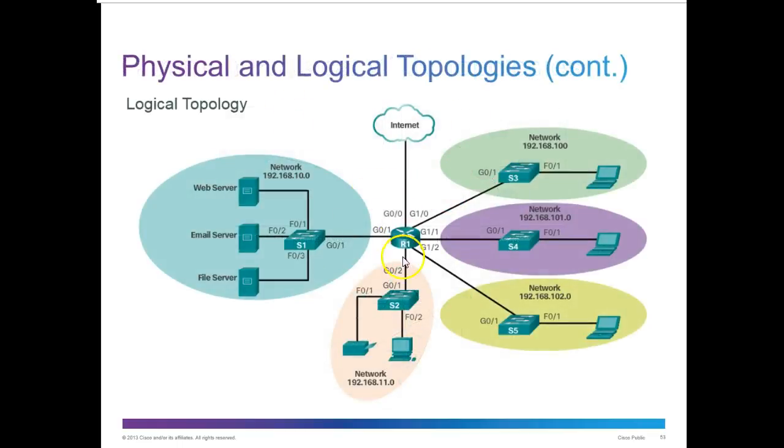So again, physical and logical. The physical topologies are the way that the computers are actually laid out and the wiring scheme, and the logical talks about who has access to what. Which network address, IP address is logical, different groups inside the physical topology.